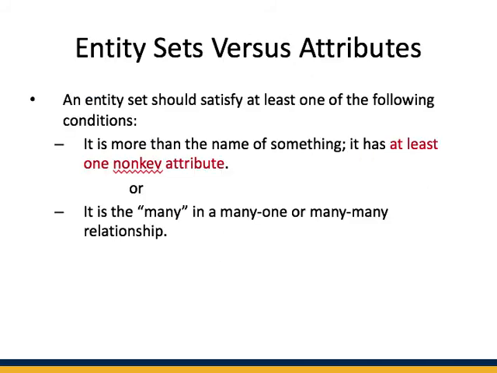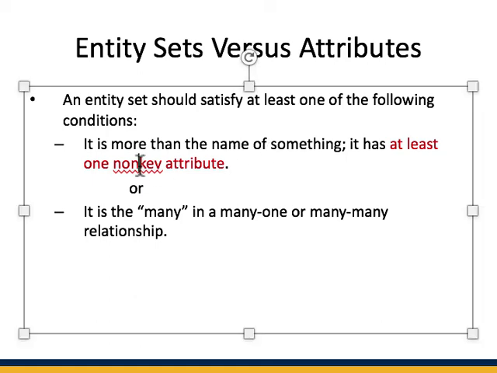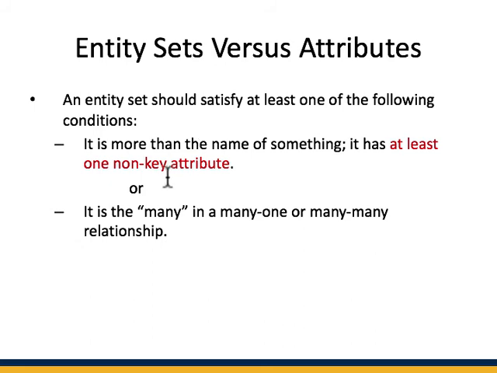So then the next thing, like we talked about earlier: when should we have entity sets? When should we have attributes? An entity set should satisfy at least one of these conditions. It is more than the name of something. It has at least one non-key attribute. This is that relationship attribute versus associative entity, right? Or it is the many in a many-to-one or many-to-many relationship. Then make it an entity instead of just keeping it as an attribute.